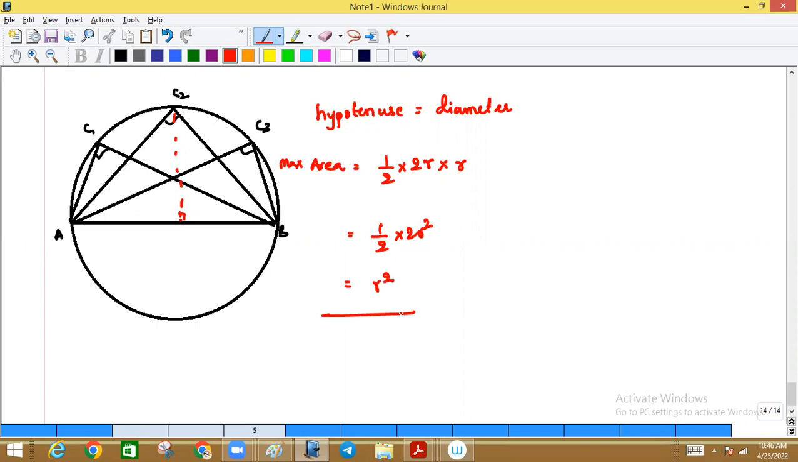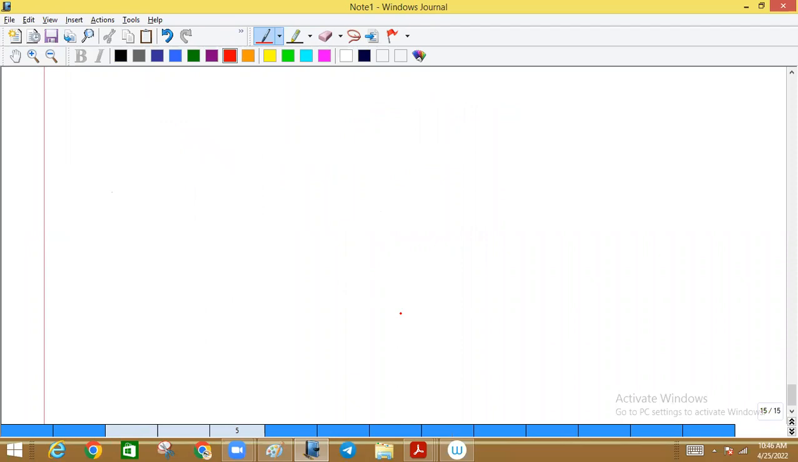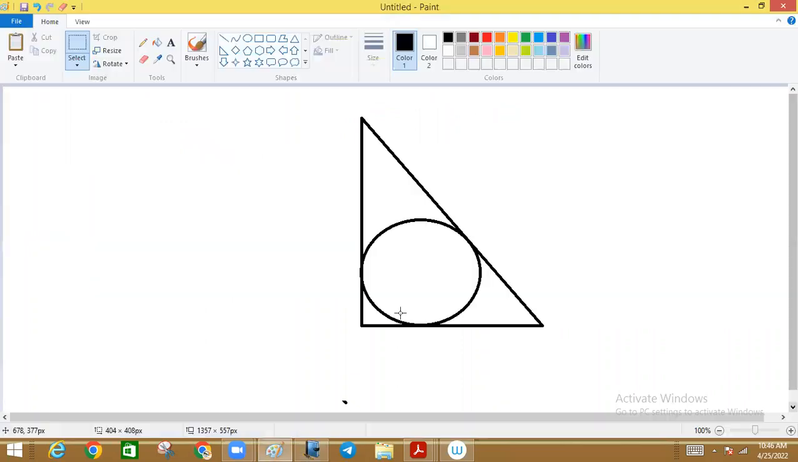So the maximum area of a right angle triangle which is inscribed in a circle is r square. What is the maximum area of a right angle triangle which is inscribed in a circle? It is simply r square. And remember, what is the important thing? Diameter is nothing but hypotenuse. Okay, the other one.